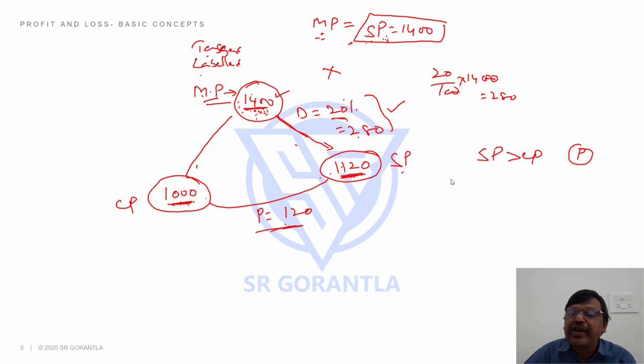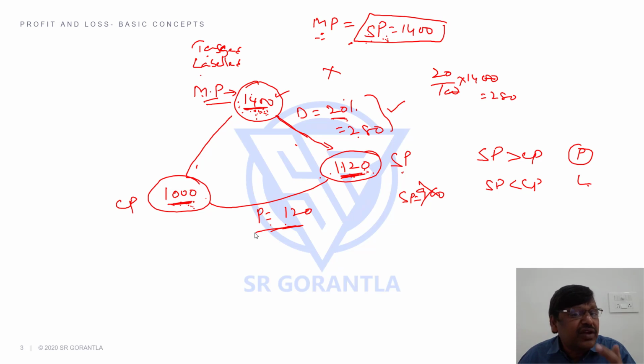Suppose he sold it for only 900 rupees. If the selling price is 900 but he bought it for 1000, if the selling price is less than the cost price, we say he lost some money, right? But here it is a 120 profit. So how much is the profit? 120. But most of the time we are interested in knowing the profit percentage.